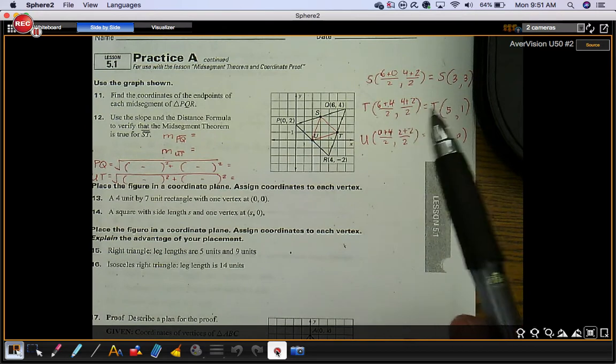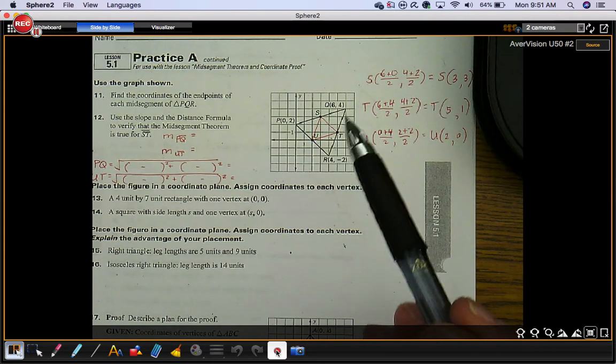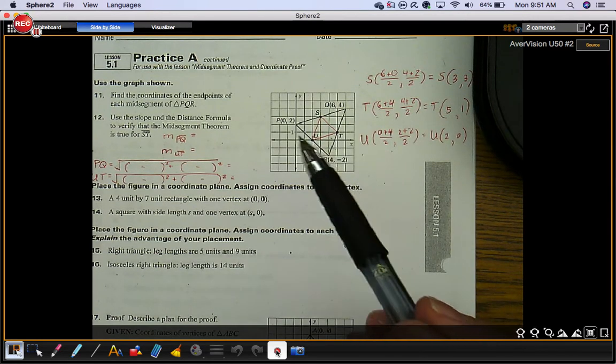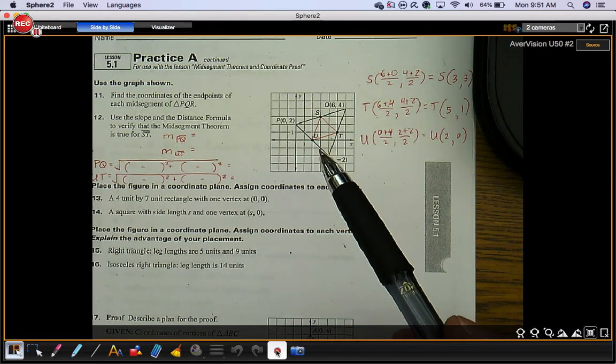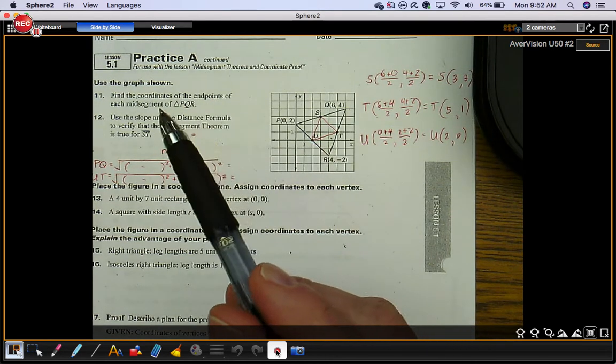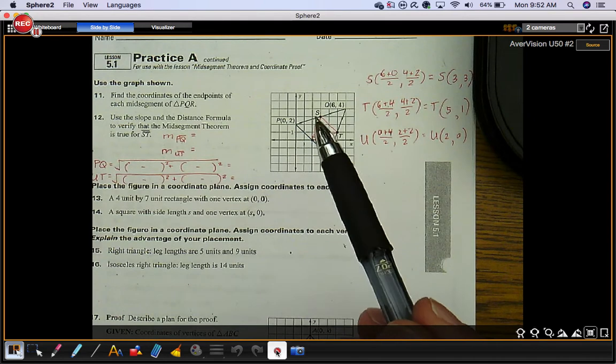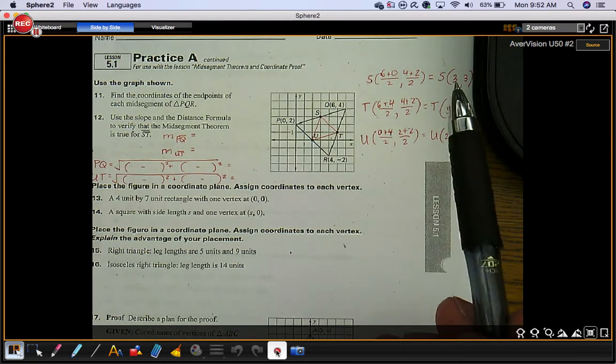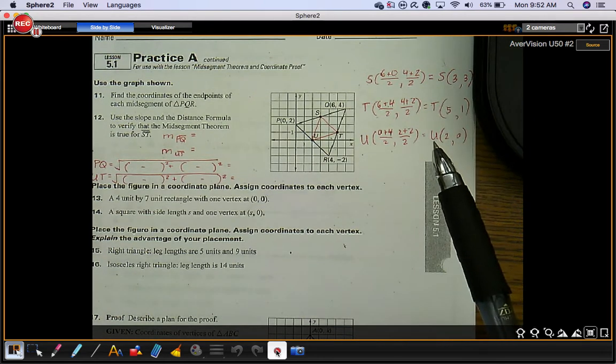Now, I have the work shown here. T is the midpoint of this segment. U is the midpoint of this segment. So find the coordinates of the endpoints of each midsegment. They're actually already there. You just have to count them. That's where S, T, and U live.